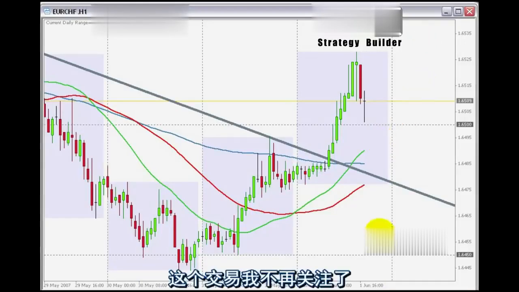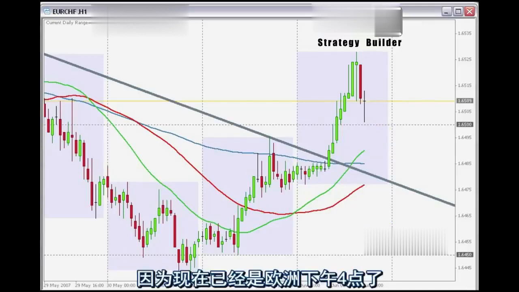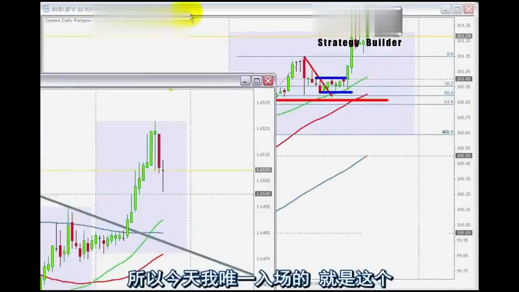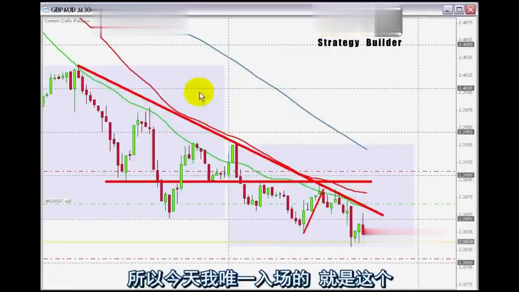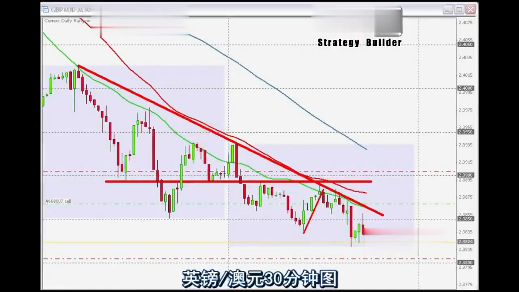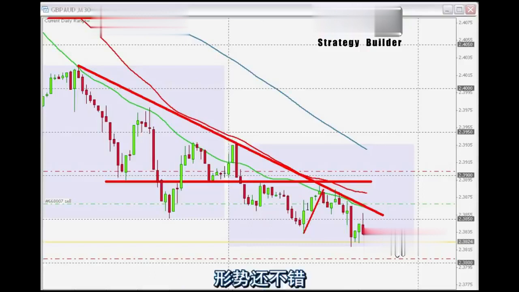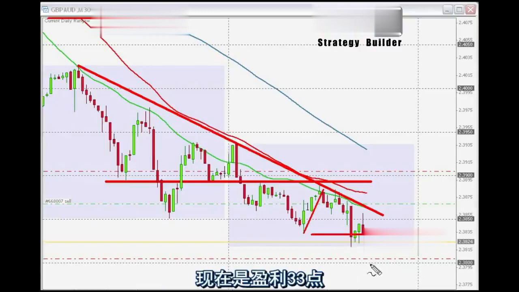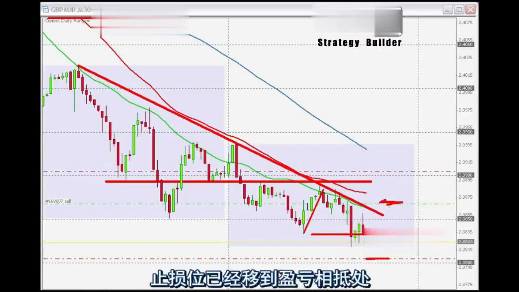Anyway, I'm not going to follow this drive because now it's 4 p.m. in Europe, and like I said, my trading shift is finished. So the only trade that I have open today is this one, the GBP and the Australian dollar in the 30 minutes chart. It's looking good so far. I took half here for +20. Now I am +33. This is my final target.